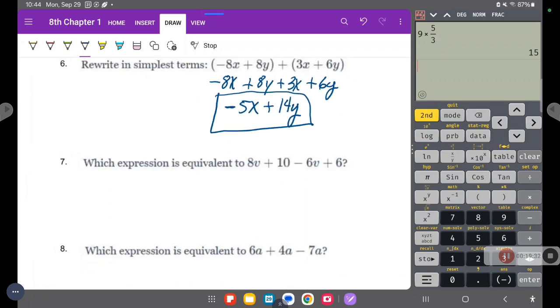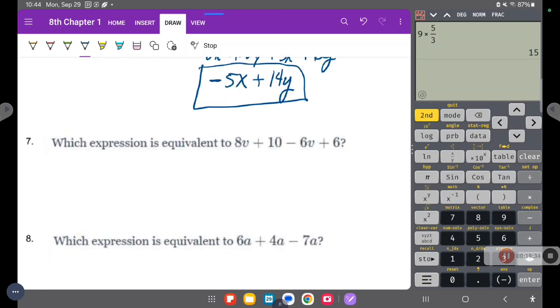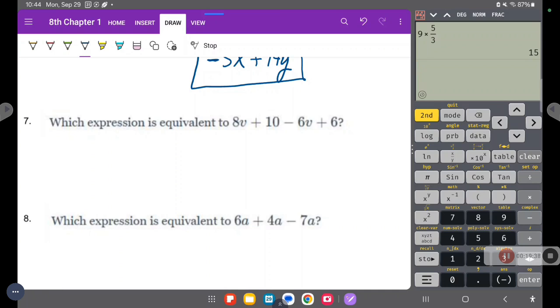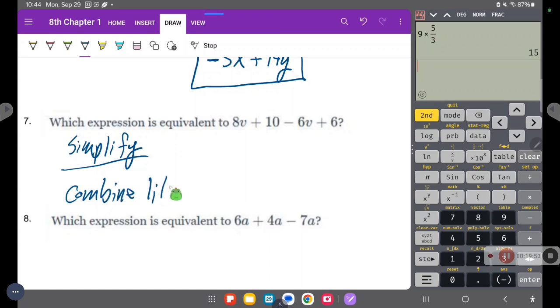I want everyone to try number 7 on your own. You're just basically going to simplify this. In other words, combine the like terms.